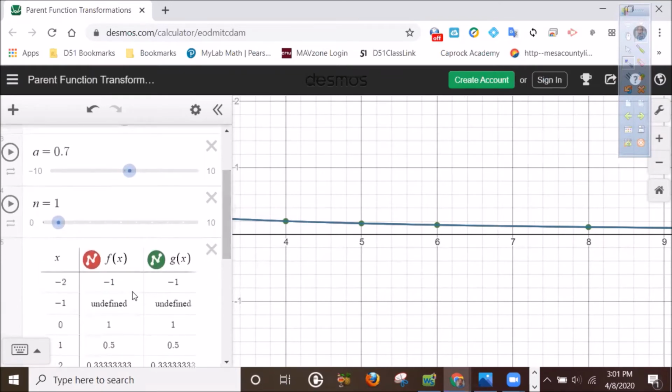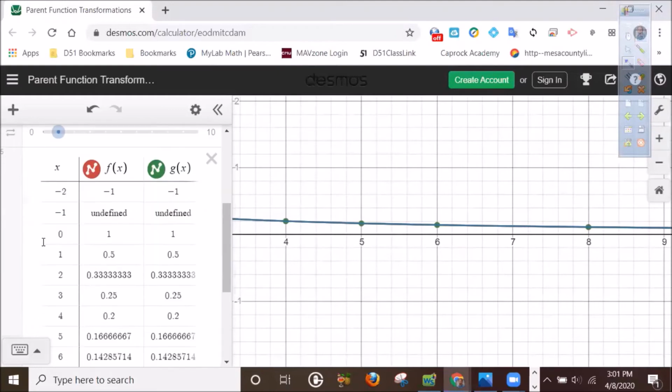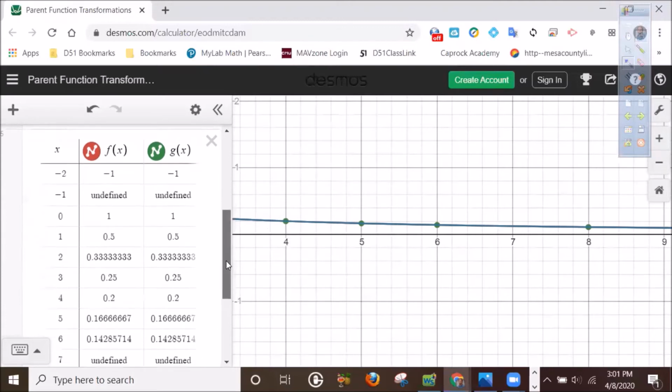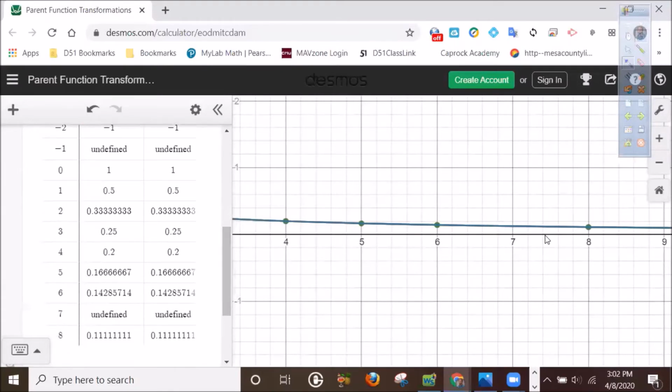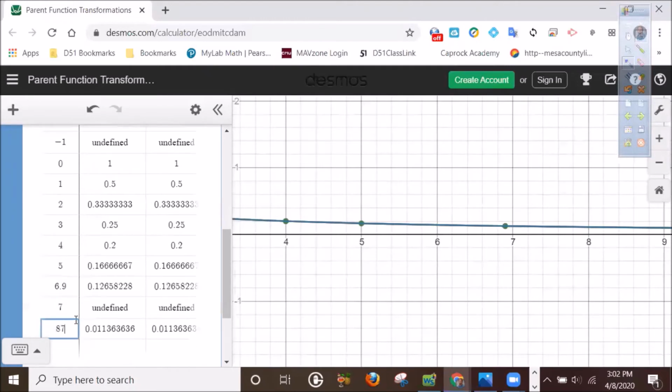Notice that at negative 1, where we see that vertical asymptote, our table says that f of x is undefined. We get real number values at x equals 0, 1, 2, 3, 4, 5, 6. But when we get to 7, our table says that the value is undefined. So why isn't our vertical asymptote showing up at x equals 7? Well, let's look a little closer to 7. Let's see what happens at 6.9 and at 7.1.